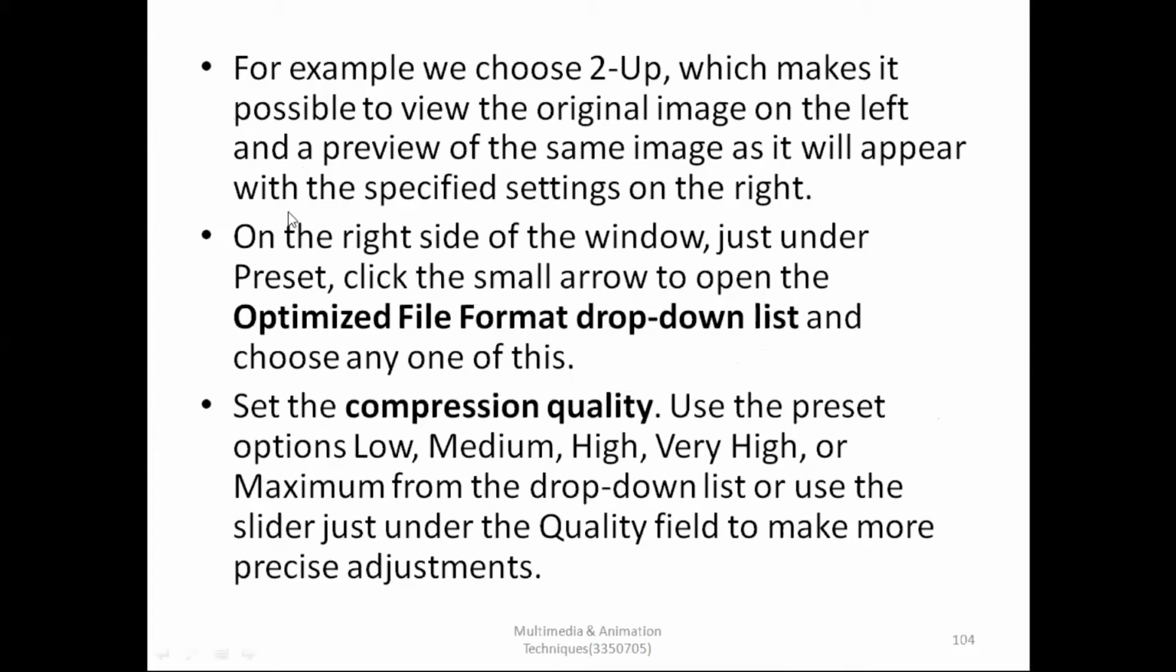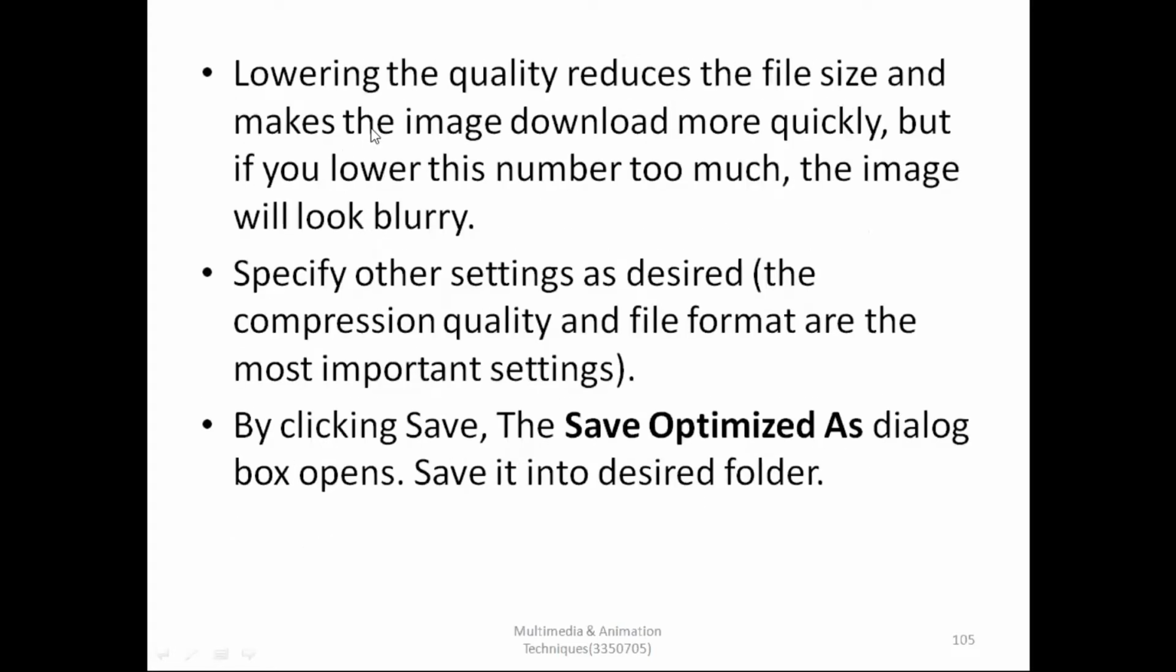Okay. Now on the right side of the window, just under preset, click the small arrow to open the optimized file format drop down list. From there, we have selected JPEG high. Again, you can set the compression quality, that is use the preset options low, medium, high, very high, or maximum from the drop down list, or use the slider.